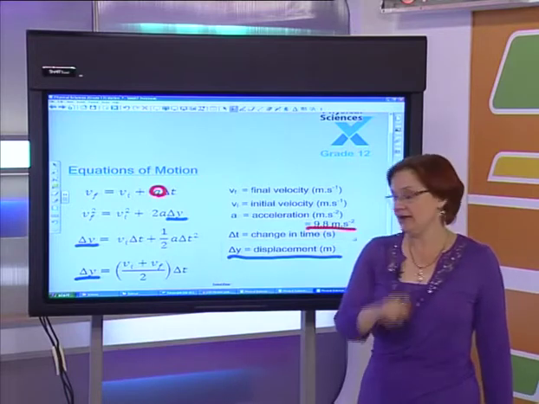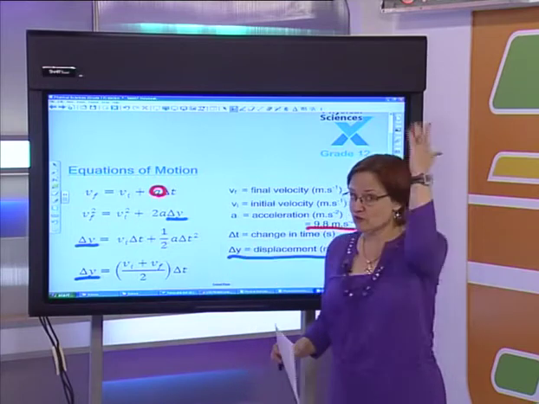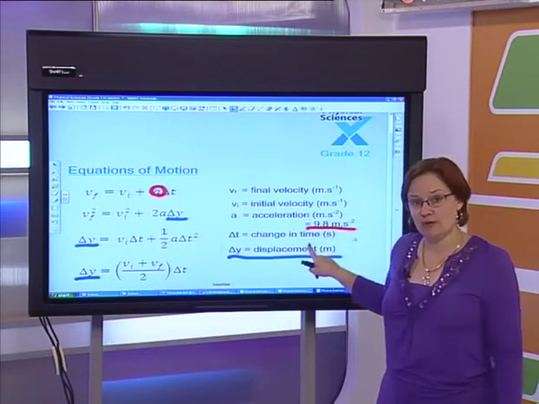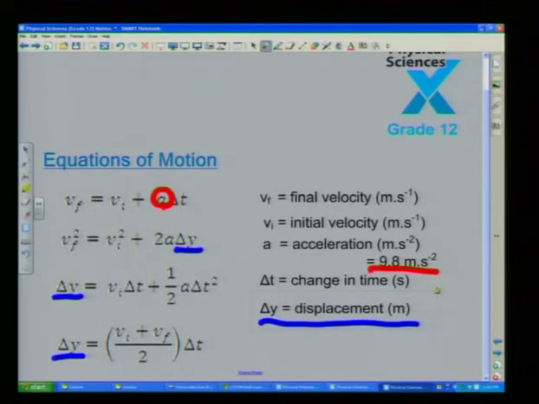So be careful here. They're not going to tell you it accelerates due to gravity. If it's vertical motion, you're going to use 9.8. There shouldn't be any reason why you use something differently, okay? And if there is, they need to give you enough information to do that.